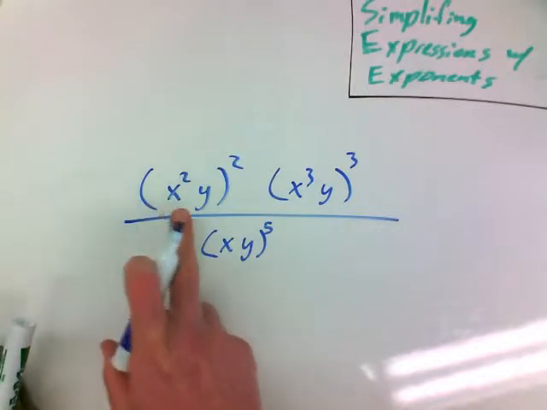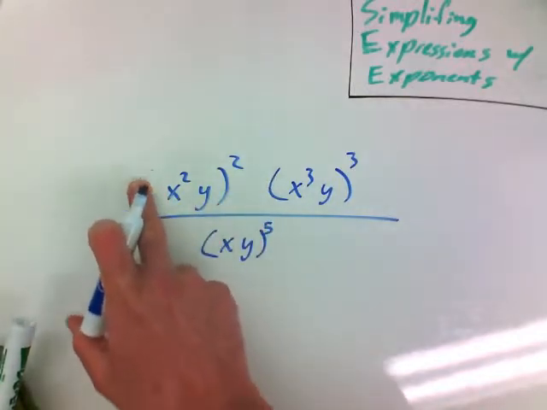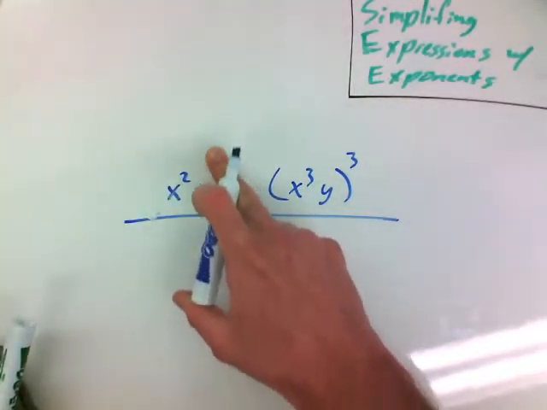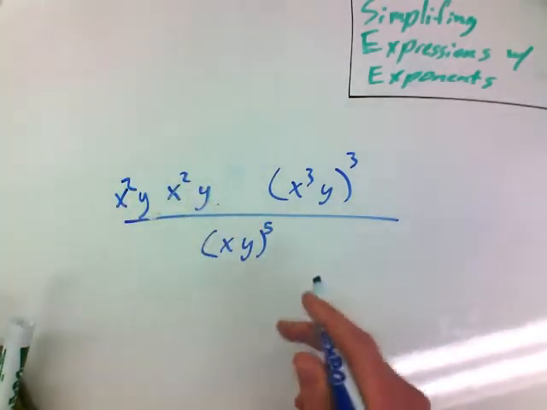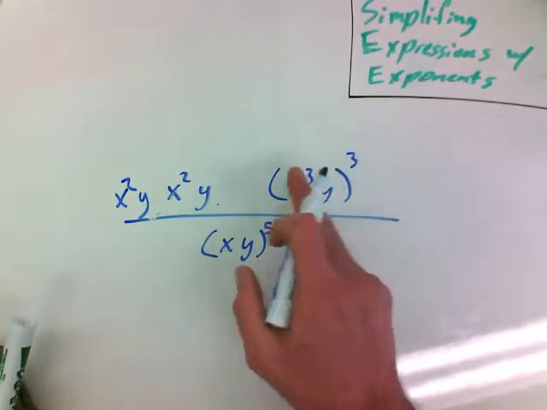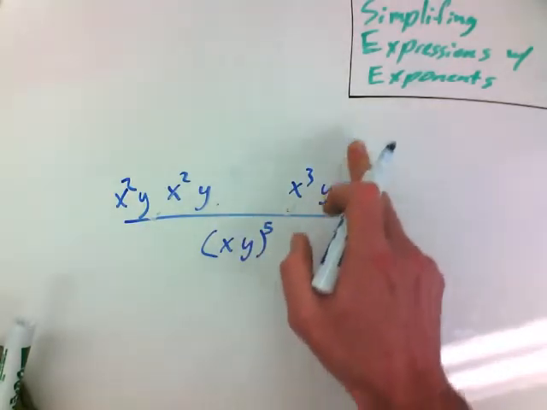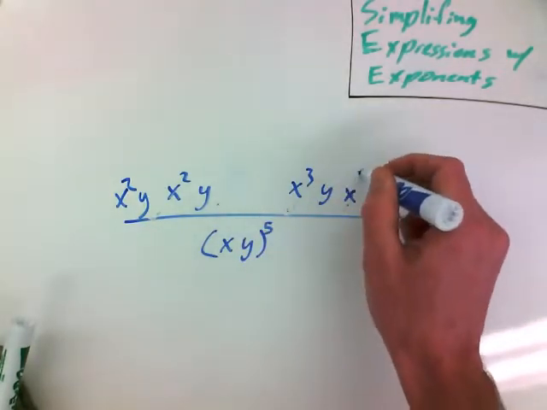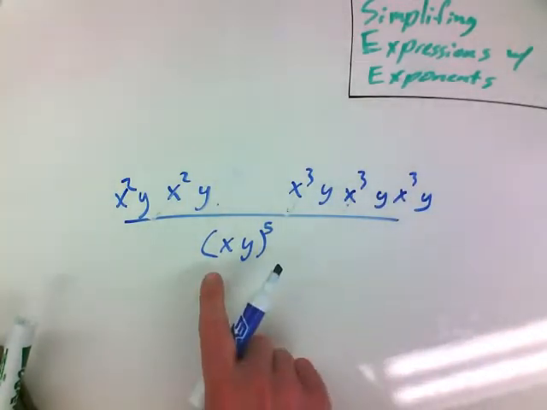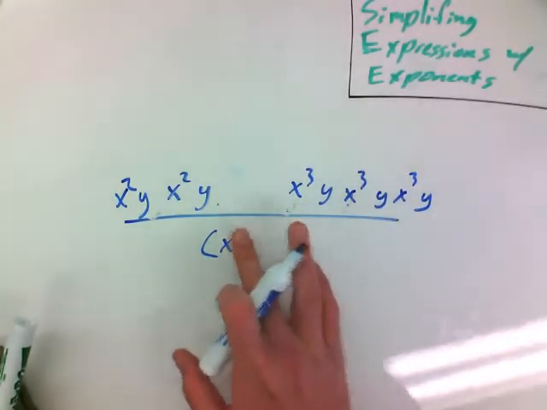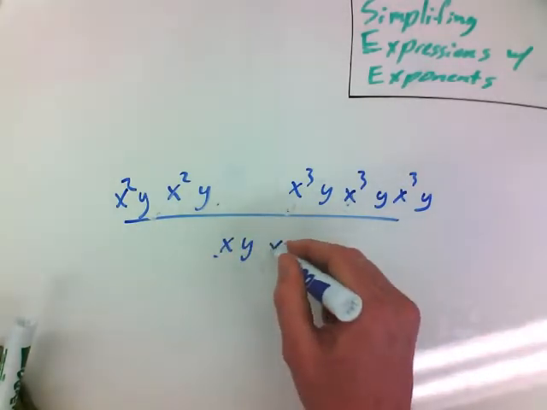So I know anytime that I have this thing squared, all that means is that I'm going to be multiplying it by itself, right? So this will just turn into x squared y times x squared y. This is to the third, no big deal. All that means is I'm just going to take this thing and multiply it by itself 3 times. And this is to the fifth, no big deal. I'm just going to write that out 5 times.